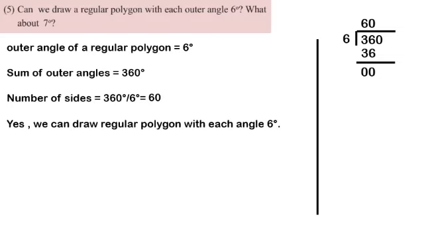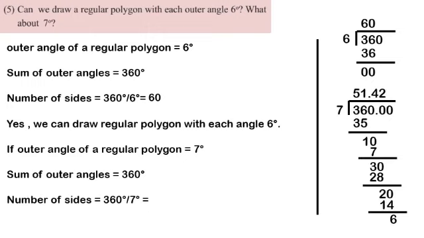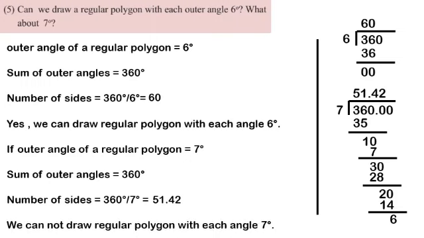Again one more question is there. What about each outer angle 7 degree? Do the same again. If outer angle of a regular polygon equal to 7 degree, we know the sum of outer angles equal to 360 degree. Then the number of sides equal to 360 by 7. What will we get, children? We get 51.42. See children, this number is not a whole number. So we cannot draw a regular polygon with each angle 7 degree.